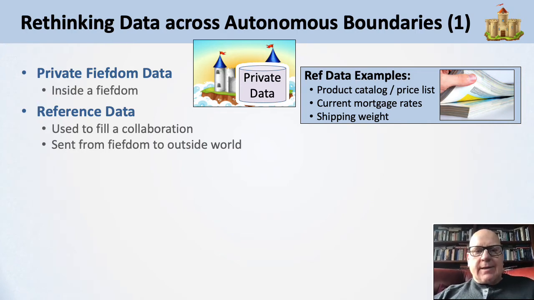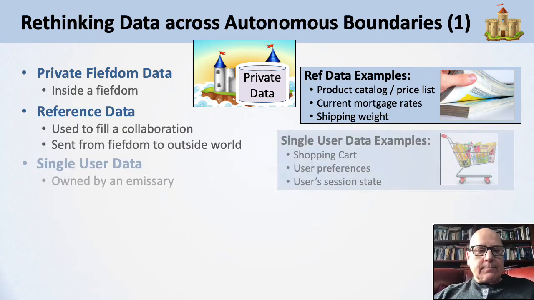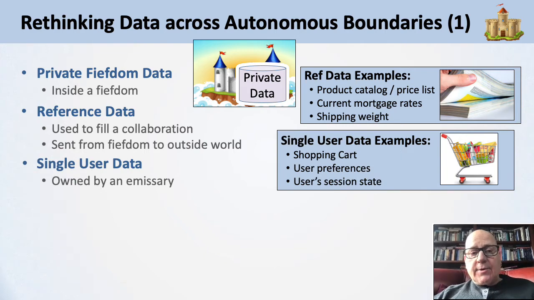So let's do some examples here. A product catalog or a price list, the current mortgage rates for that mortgage broker, the shipping weights and the costs to ship a box from a shipping company. Those are all examples of information published, updated sometimes, but it talks about what it means to work with the autonomous company across this autonomous boundary. Next, there's single user data.